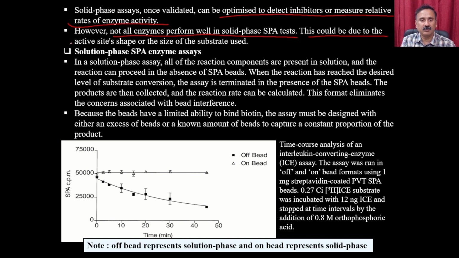This could be due to the active site's shape or the size of the substrate used. So this is very important because not all the enzymes are going to accept the substrate which is captured onto a particular solid support, because it is possible that the region you have used for linking to the solid support may be very crucial for the enzyme to recognize the substrate, maybe not for catalysis but for recognition or binding of the substrate. And that's why some of the enzymes are relaxed, some are flexible, so they will be able to use it, but not all.